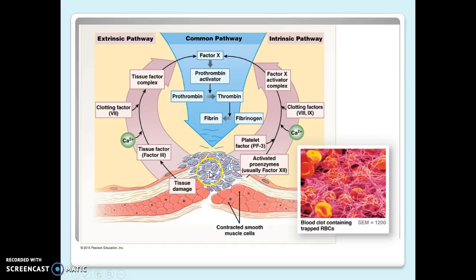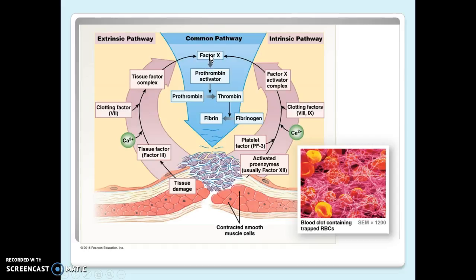So I don't want you to know the details. You don't have to name these structures that are here, but I do want you to know that the extrinsic pathway starts with tissue damage, ends up activating factor 10 with the help of calcium ions. The intrinsic pathway starts with platelet factors. With the help of calcium ions, it's going to activate factor 10 as well.